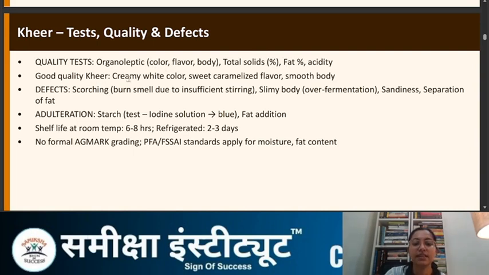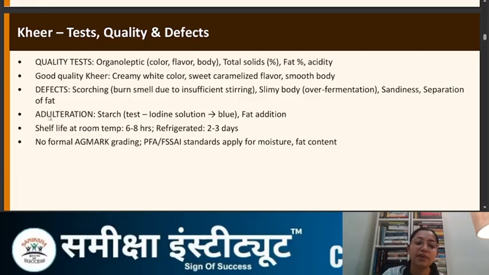Good quality kheer has a creamy white color, sweet caramelized flavor and smooth body. Defects can be scorching. If a very high temperature is used, it will lead to scorching, a burning smell and burning taste. Sometimes it is also because of insufficient stirring. Then a slimy body can be because of over fermentation. Sandiness or coarseness is because lactose crystallizes. Then fat can also separate.